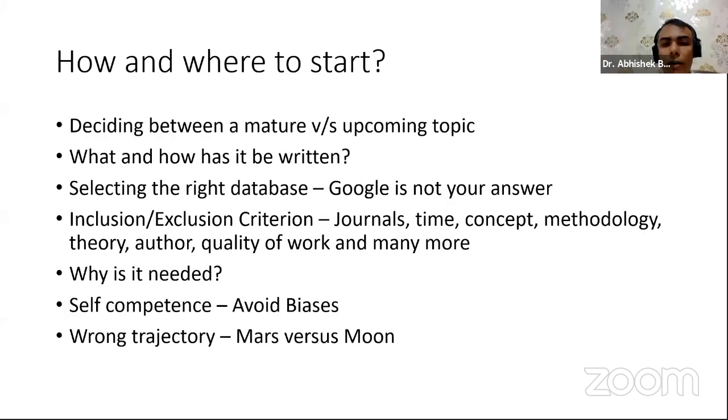Okay, so that's important. How and where to start? First thing is deciding between a mature versus an upcoming topic. And this is a very important debate if you ask me. So people will always come back to me and say, sir, I want to write a paper on how have brands evolved over time. I want to write a paper on how is blockchain evolving over time. Now, branding as a concept and blockchain as a concept are the same example of mature versus upcoming.